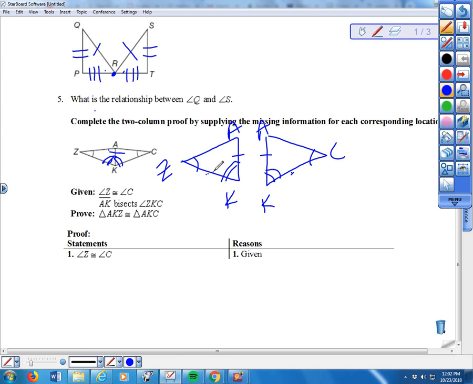Mark your drawing up. Split the triangles apart if you need to so you can really see it clearly. Don't be afraid. Don't just think you can look at it. I can't look at it and see. I've got to mark my stuff up. Okay?